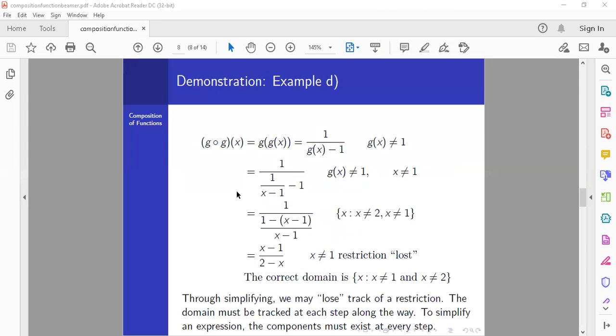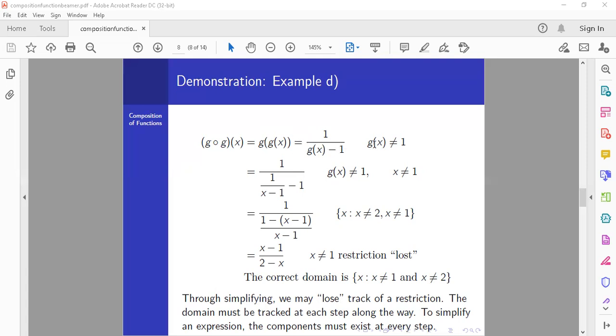And here we have an iterated function now with g. So here I use the double substitution idea. I'm putting g composed with g of x, or g of g of x. And now I put g in for x wherever I see it in the rule. So this is 1 divided by g minus 1.